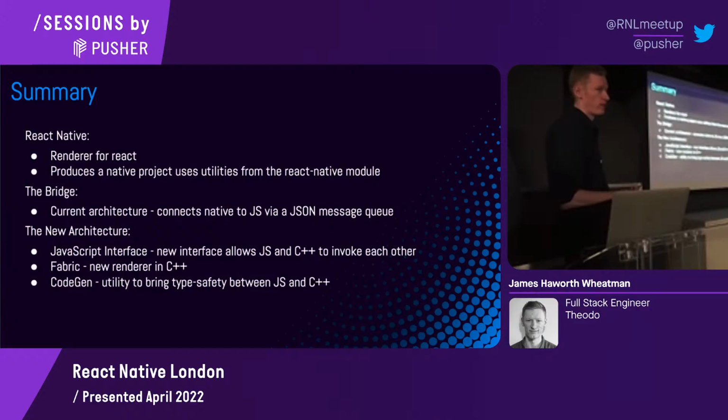And then the important things that you should know from the new architecture is that everything is based on the JavaScript interface, which allows JavaScript and C++ to invoke each other synchronously. The new renderer is called Fabric, which is implemented in C++. And we've got CodeGen as well, which will hopefully make our lives a lot easier when we're looking to implement our own native turbo modules.